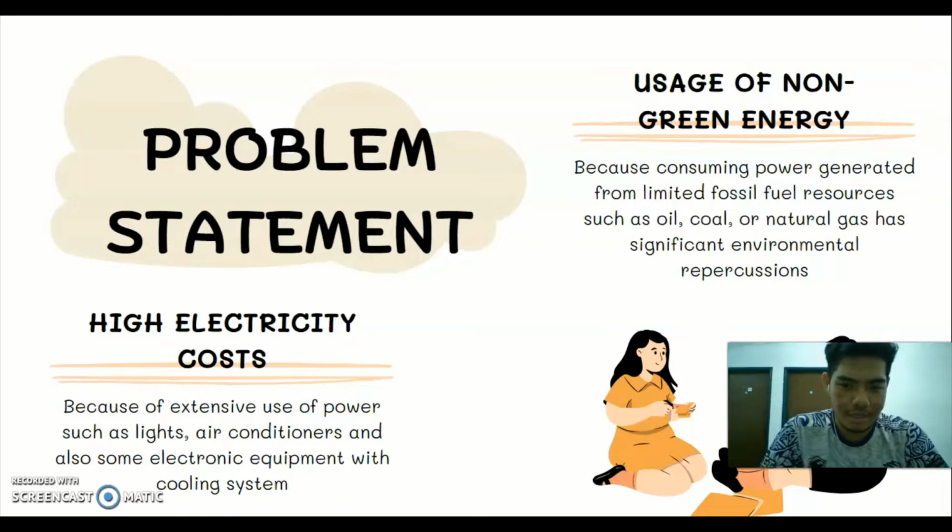because of intensive use of power such as light, air conditioner, and some electronic equipment, also like cooling system and CCTV camera. The second problem statement is the usage of non-green energy, because consuming power generated from limited fossil resources such as coal, oil, and natural gas has significant environmental repercussions. So by using the solar photovoltaic system, we can implement the use of green energy.